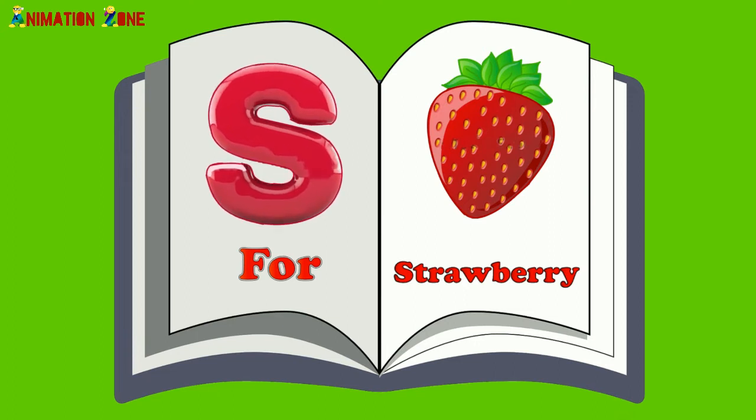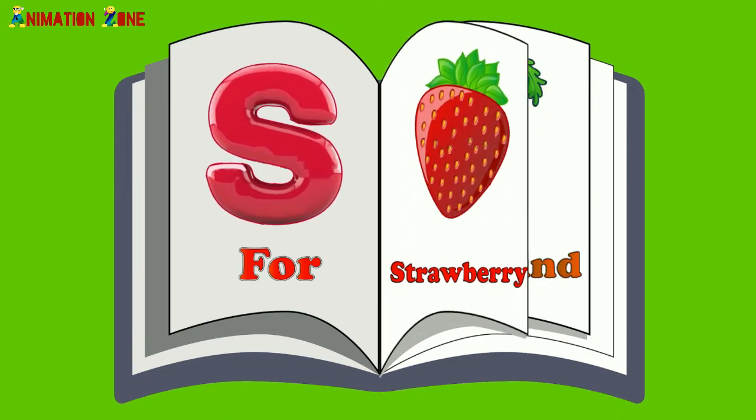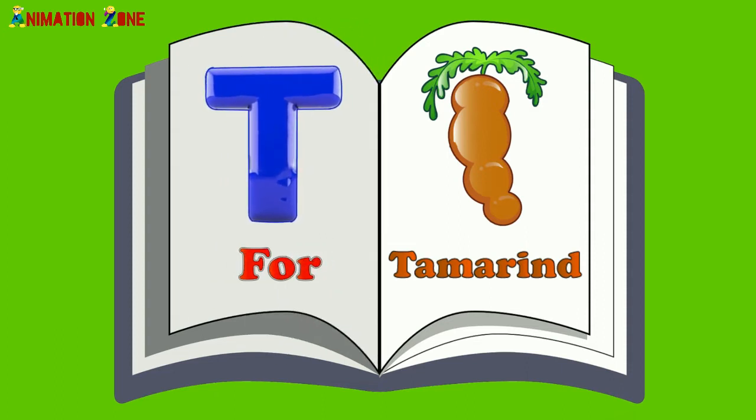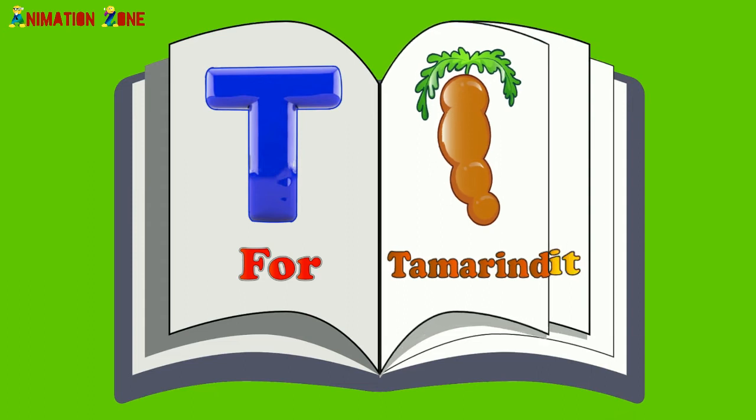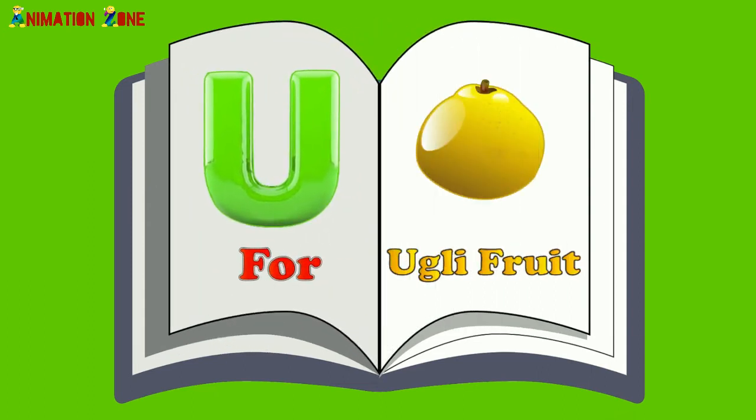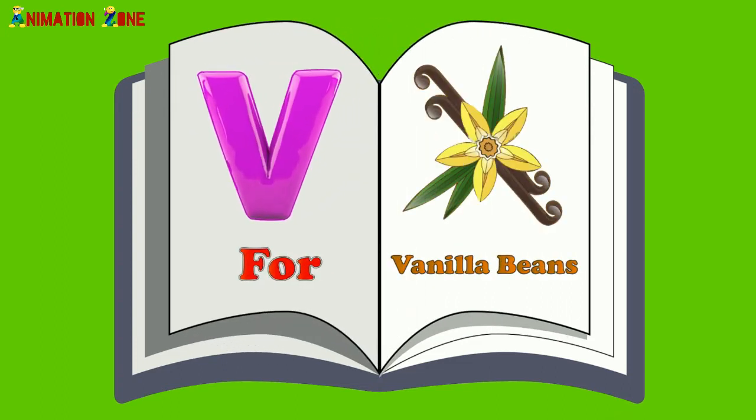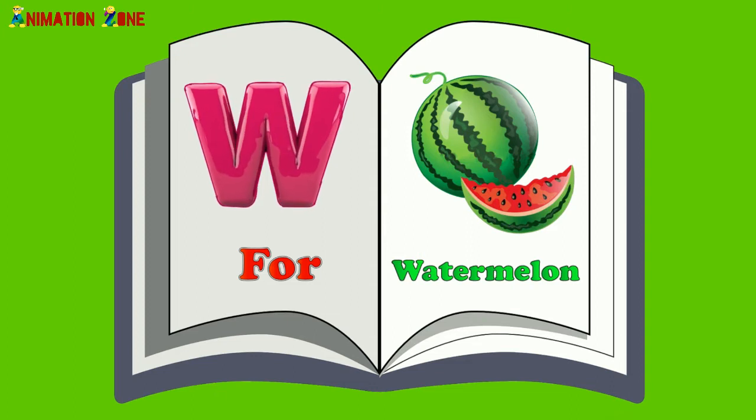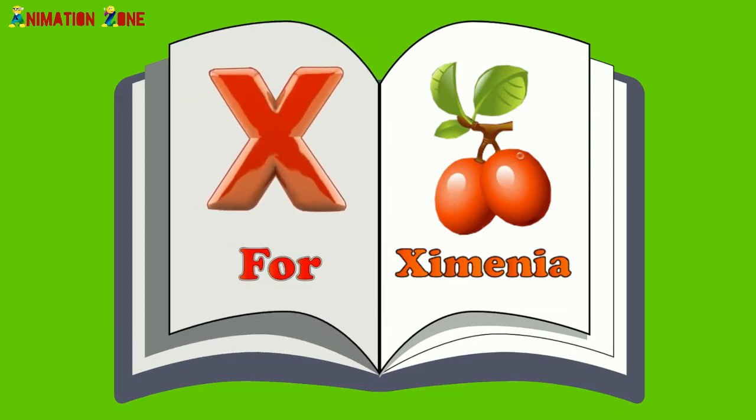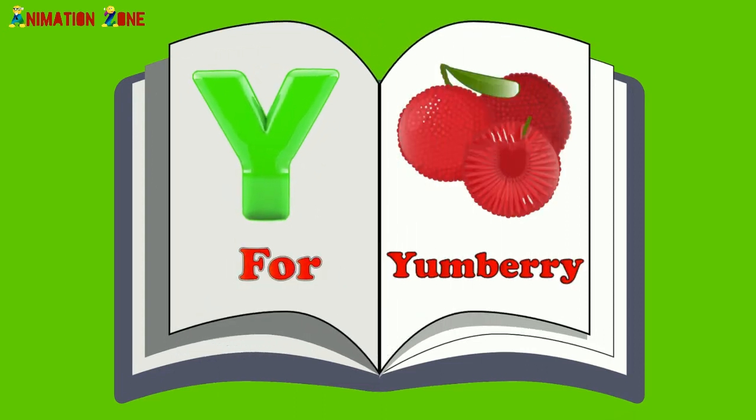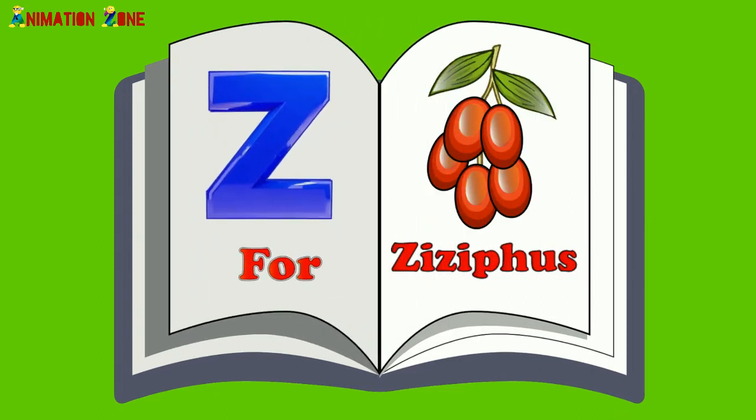S for Strawberry. T for Tamarind. U for Ugly Fruit. V for Vanilla Bean. W for Watermelon. X for Ximenia. Y for Yumberry. Z for Zizyphus.